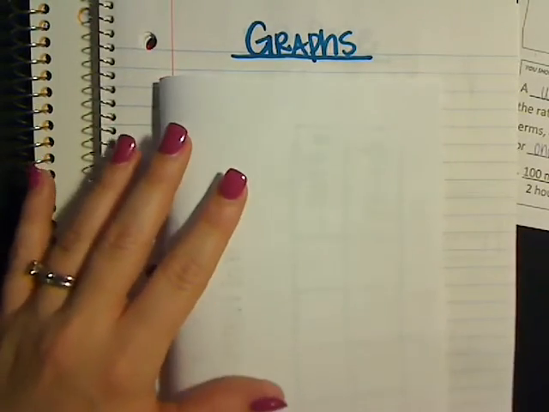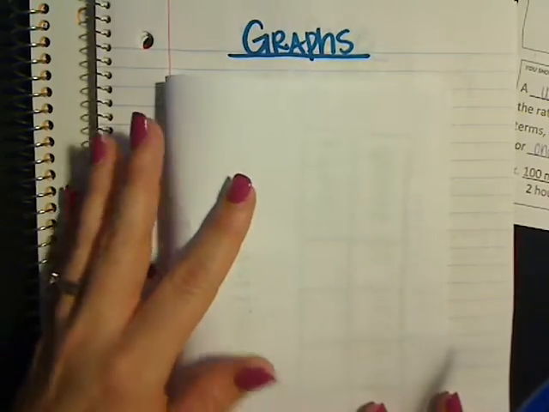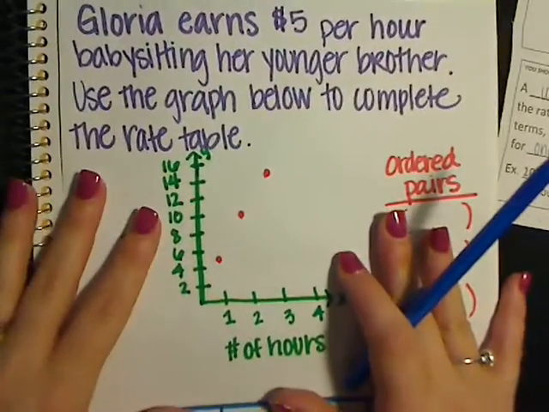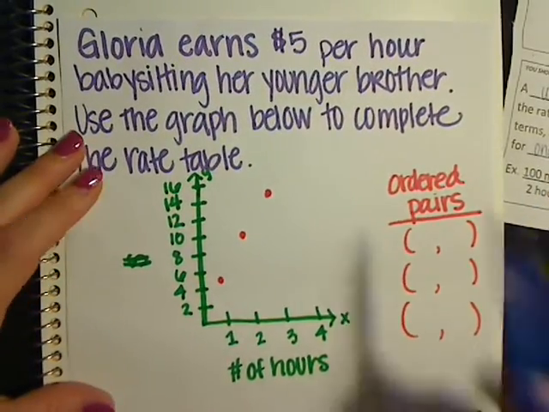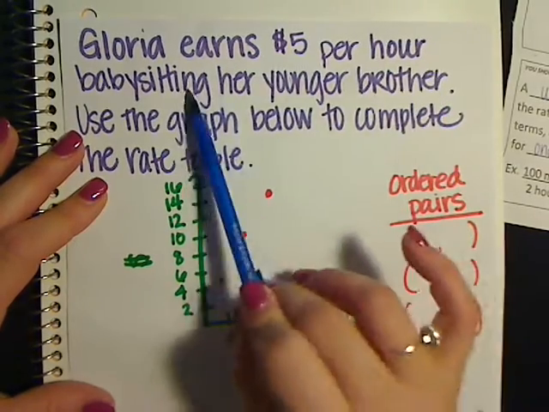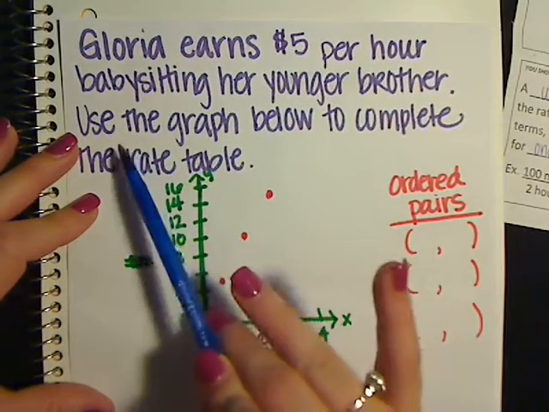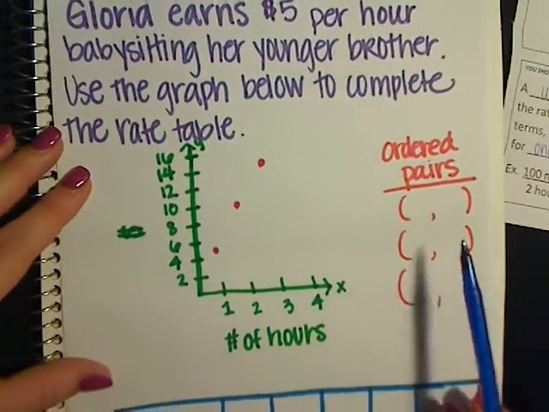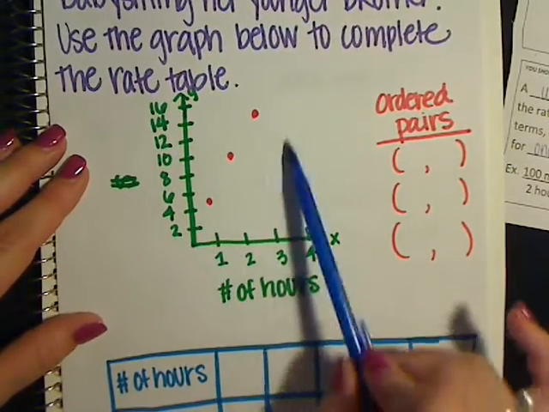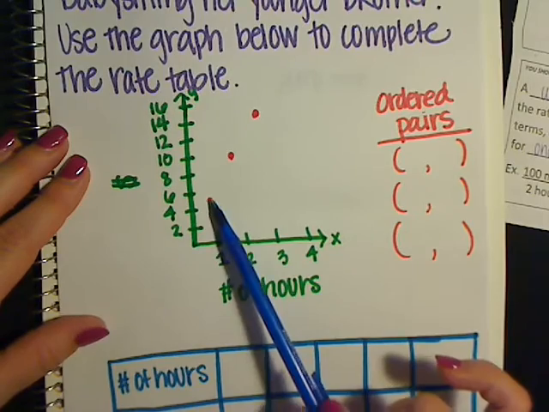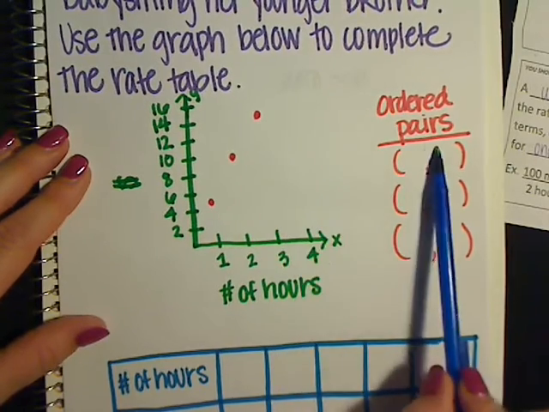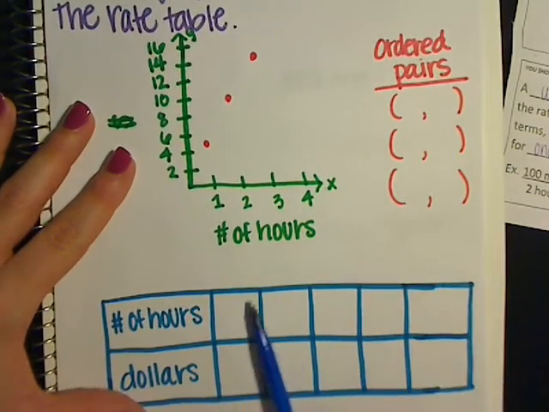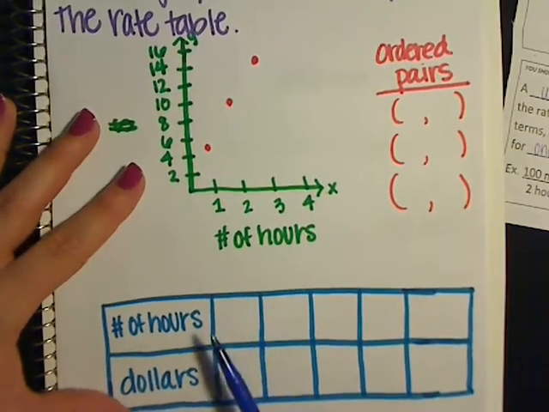That would be perfect. Okay, so I'm just going to move this graph section off to the side, and I'm going to be writing on these actual papers. Okay, so Gloria earns $5 per hour babysitting her younger brother. Use the graph below to complete the rate table. So what I need to do is I need to look at this graph, and I need to be able to pull my ordered pairs out of this graph and then put them into a rate table.